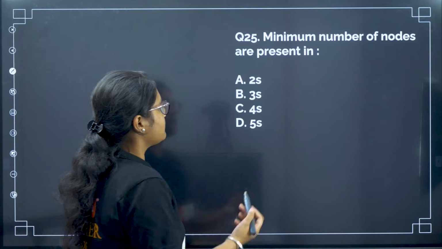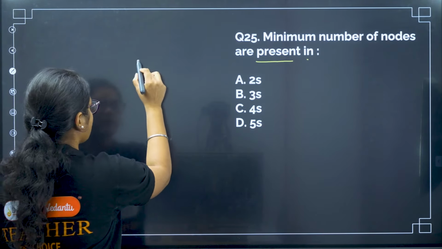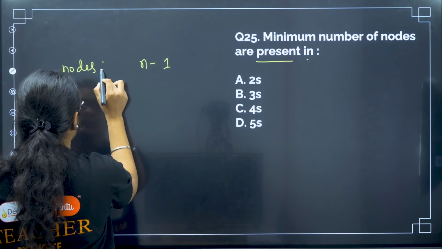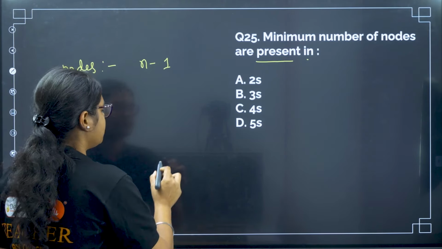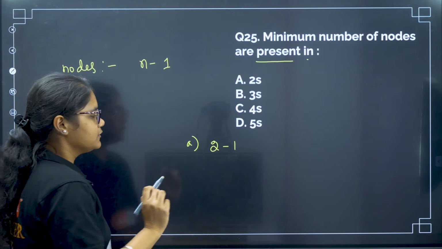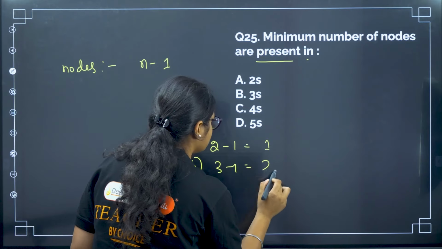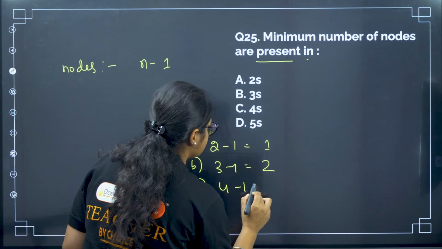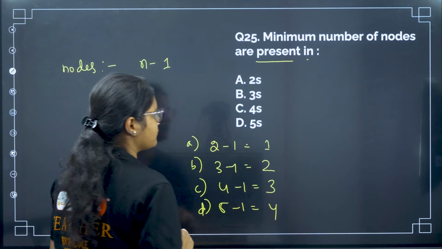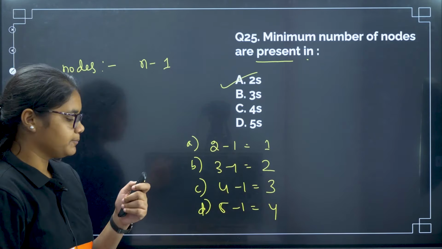Next, the minimum number of nodes present in, okay. So total number of nodes formula is n minus 1, right? So for option number A, the total number of nodes will be 2 minus 1, that is 1. For option number B, it is 3 minus 1, that is 2. For option number C, it is 4 minus 1, that is 3. And for option number D, it will be 5 minus 1 is equal to 4. So the lowest number of nodes is present in 2s, that is option number A.